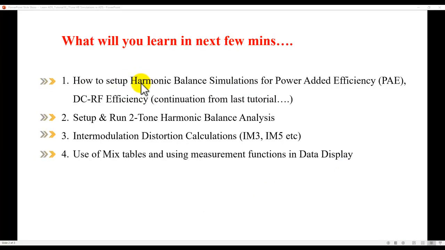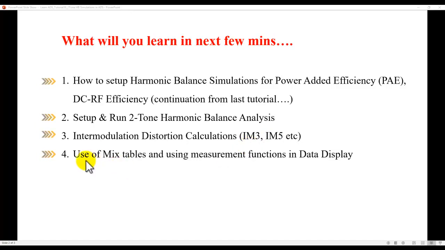What you will learn in the next few minutes: how to set up harmonic balance simulations to perform certain efficiency calculations. This topic is a continuation from our last tutorial, where we learned how to set up and run a one-tone harmonic balance simulation and power sweep analysis. Then we will look at how to set up and run a two-tone harmonic balance analysis and then perform related measurements such as IMD products to look at IM3, IM5, or sometimes interchangeably called IP3, IP5, and so on.